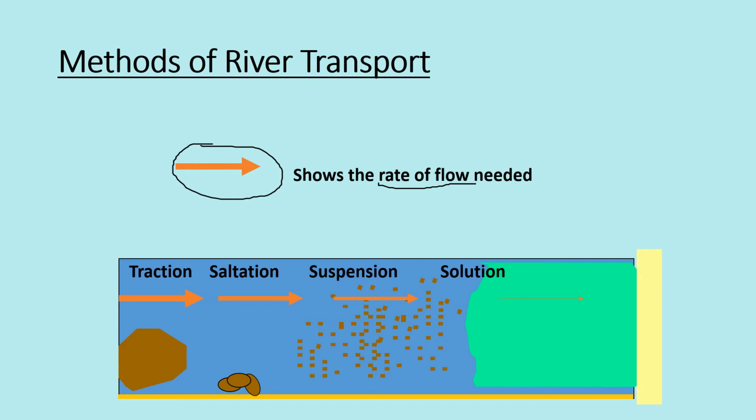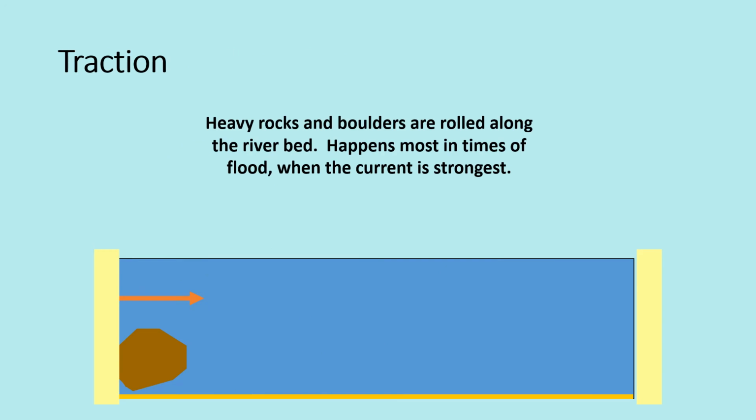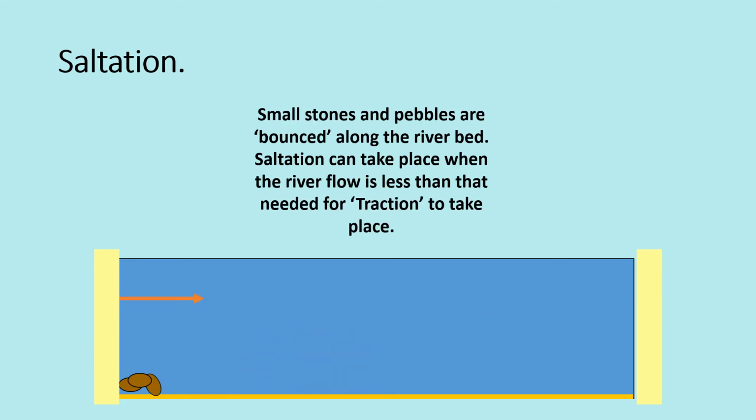So for traction and saltation to happen, this normally happens in the middle course of the river, the middle stage of the river, where the river is running downwards and it has the most energy. So traction, again, as I just told you before, is when these heavy rocks and boulders are rolled along the riverbed. Saltation is small stones and pebbles bounced along the riverbed.